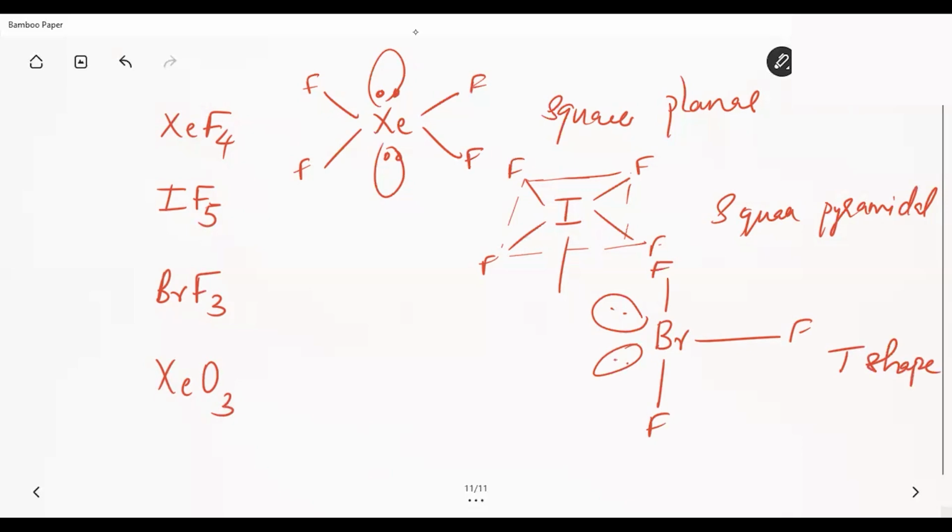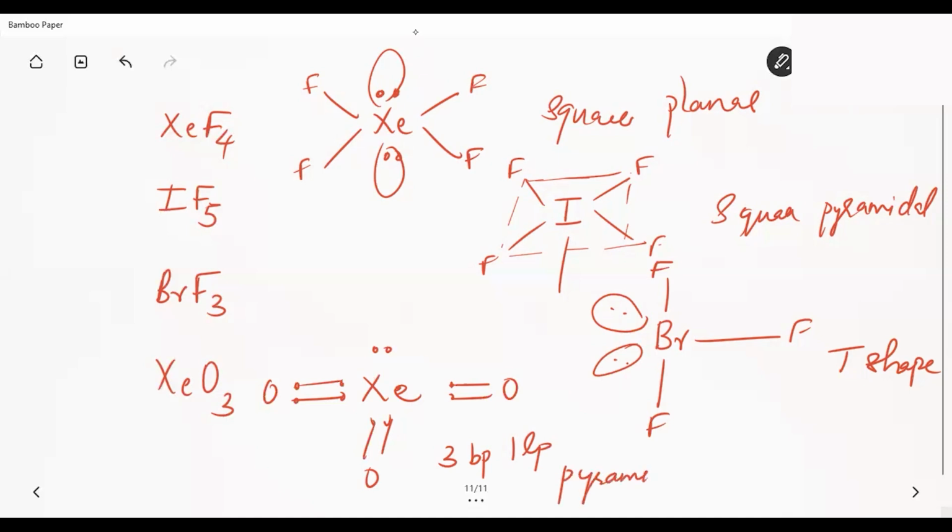Then XeO3. What is the structure of XeO3? Xenon has 8 electrons. It is bonded to how many oxygen atoms? 3 oxygen atoms, right? Oxygen needs 2 more electrons, so here like this. So this is 3 bond pairs and 1 lone pair. What is its shape? 3 bond pairs and 1 lone pair give what shape? Pyramidal shape.